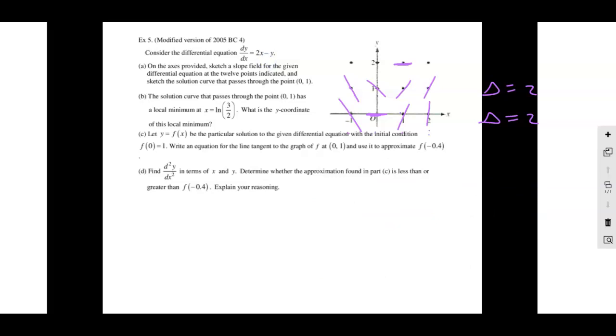All right, so let's do this. Let's just do this point. Here we go. That's the point (2, 2). So 2 times 2 minus 2, that's 4 minus 2, that's 2. So at this point, the slope is 2.